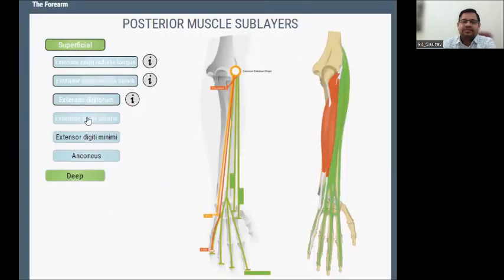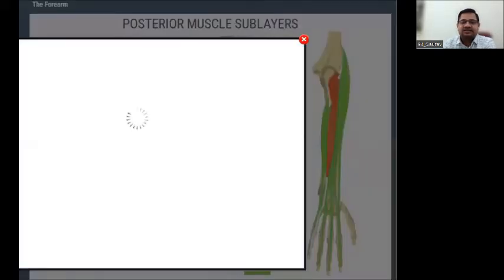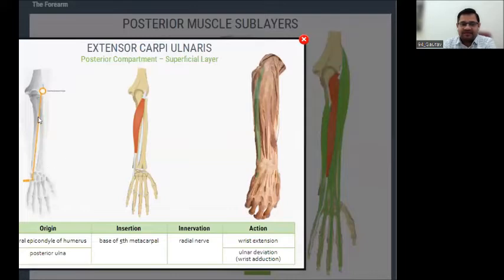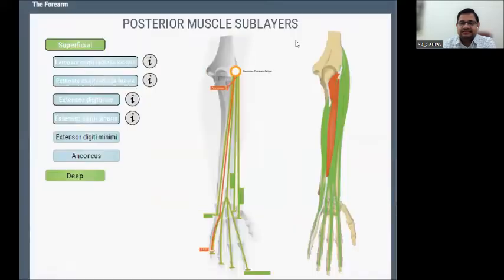Then comes extensor carpi ulnaris. As the name suggests, ulnaris means it will be towards the little finger side. You can see it is crossing the line. The lateral epicondyle of the humerus and posterior ulna will be the origin. Insertion will be on the fifth metacarpal, which is on this side of the little finger. Nerve supply will be the same radial nerve as per the group, and the action will also be wrist extension.